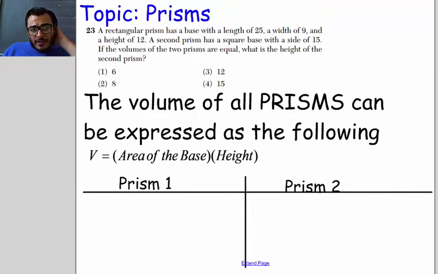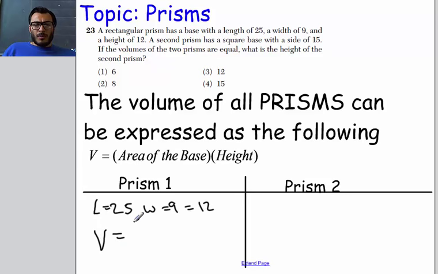Number 23 says a rectangular prism has a base with a length of 25 and a width of 9 and a height of 12. All right, so our first prism. What is the volume of our first prism? Well, the volume of all prisms is the area of the base times the height. So the area of the base will be 25 times 9, and 25 times 9 is 225, and then 225 times 12 is 2700. How about the second prism? Well, that's what we gotta look at for a second. It says a second prism has a square base with a side of 15.